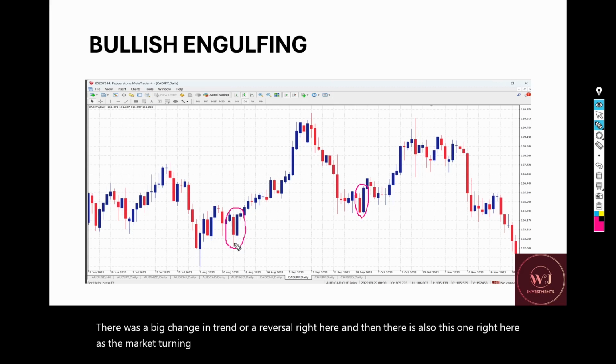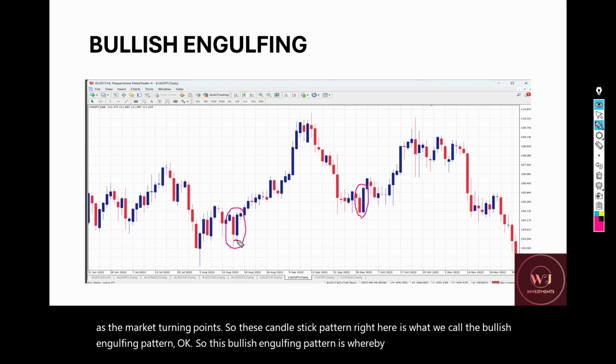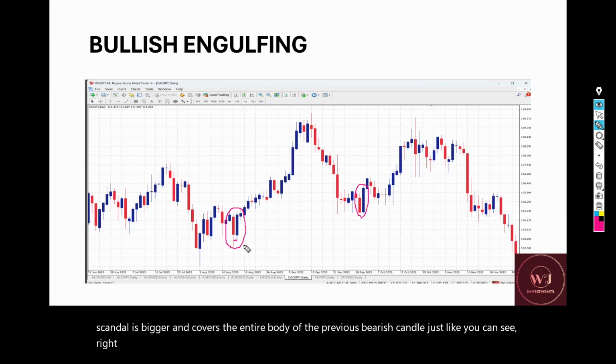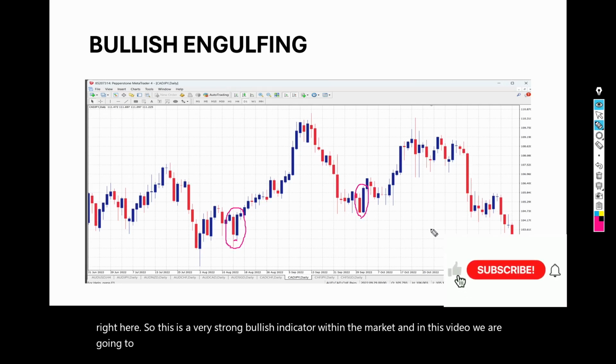So this candlestick pattern right here is what we call the bullish engulfing pattern. Okay. So this bullish engulfing pattern is whereby the subsequent bullish candle is bigger and covers the entire body of the previous bearish candle, just like you can see right here. So this is a very strong bullish indicator within the market, and in this video we are going to be studying more about the bullish engulfing pattern.